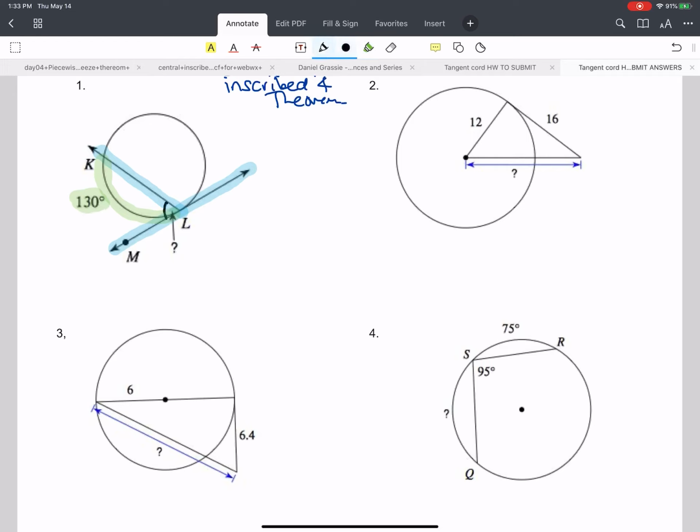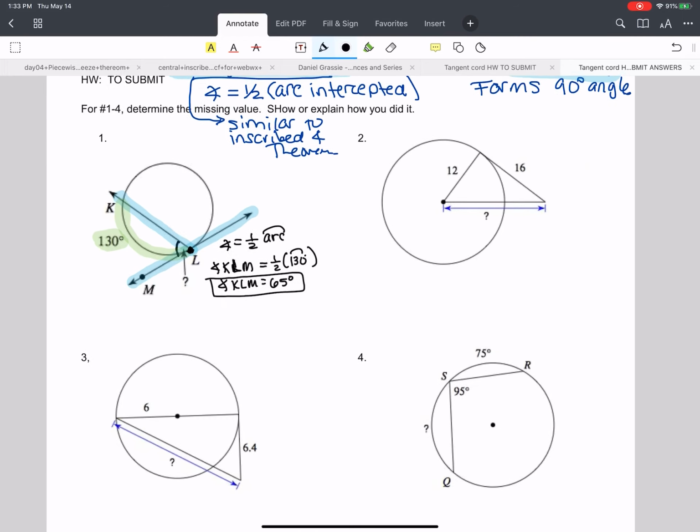So the tangent chord theorem is saying that the angle is 1/2 of that arc intercepted. So that angle KLM, that's KLM because L is the point on the circle, is equal to 1/2 of 130. And that's an arc, so I put a little arc symbol on it. So angle KLM is 65 degrees. And that's that. Okay, now let's look at this next one.